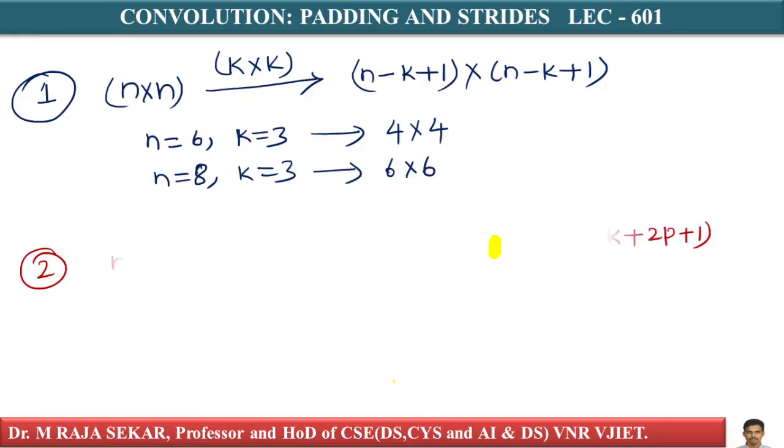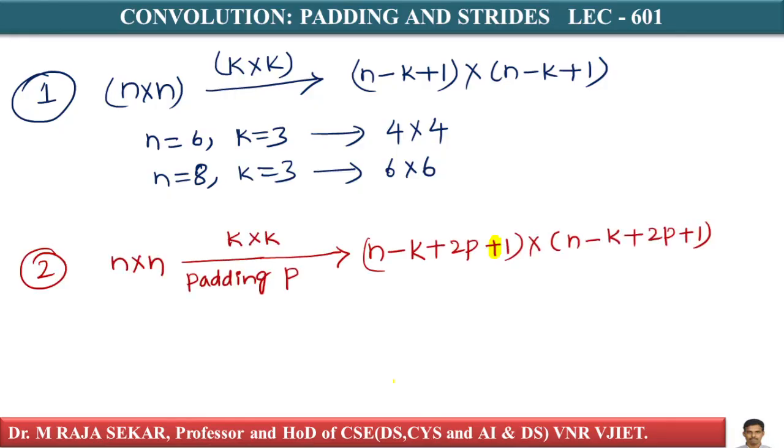What is my case 2? Case 2 is you have an n by n matrix, a k by k kernel, and a padding p. Here we are newly introducing this concept, padding. In case 1, there is no padding. If you apply padding with value p, then the final resultant you get is n minus k plus 2p plus 1, n minus k plus 2p plus 1.